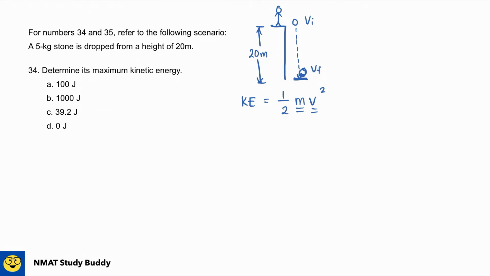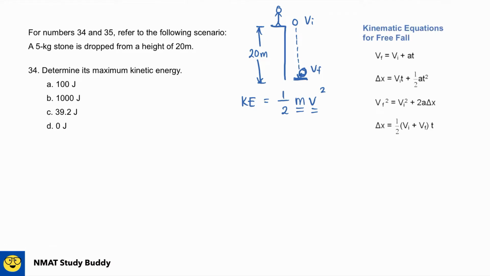So, since this one is a free fall situation, basta free fall problem, gagamitan natin to ng kinematic equations. So, be familiar with this set of equations. Yung gagamitin natin para makuha yung final velocity squared is yung naka-box. So, final velocity squared is equal to initial velocity squared plus 2 times acceleration due to gravity times the height. So, yan yung formula.